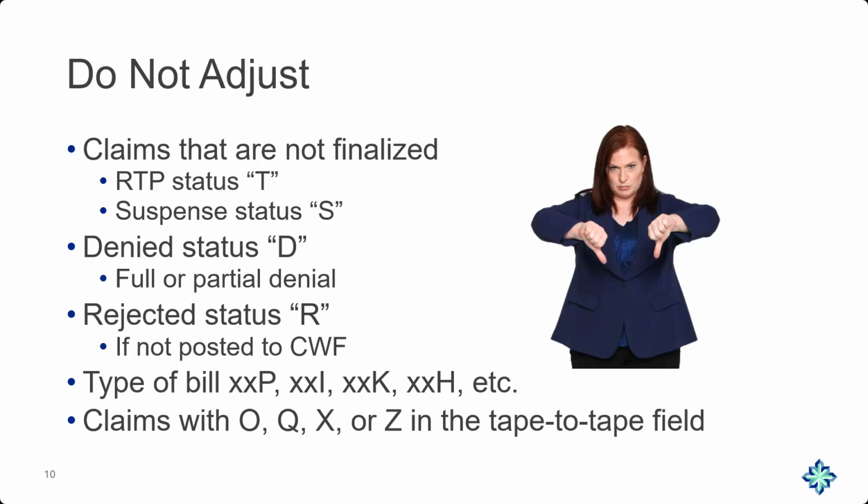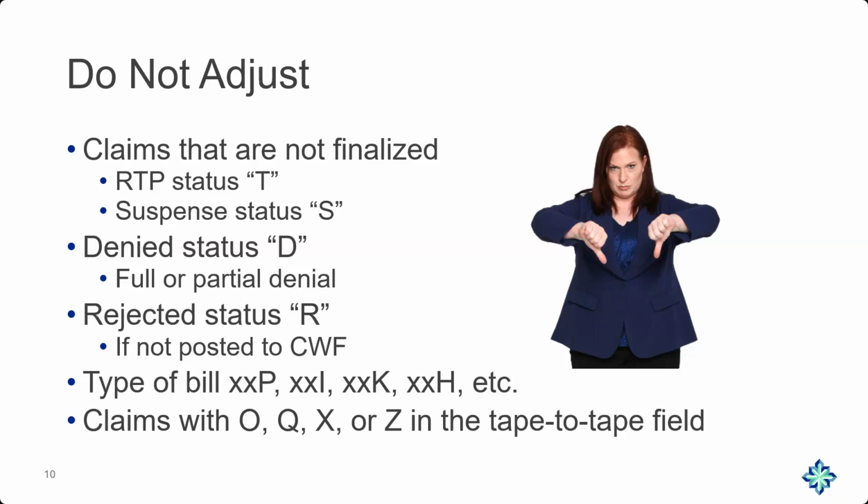If the claim has been rejected, meaning it is in status location RB9997, and it has an X in the tape to tape field, these claims should not be adjusted. Instead, a new claim would have to be submitted. And we'll go into this a little bit further in just a little bit.